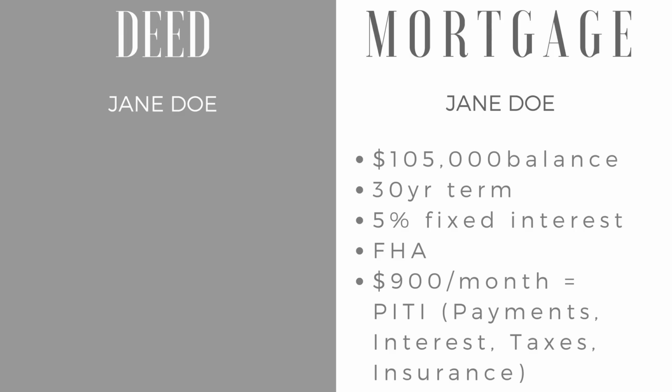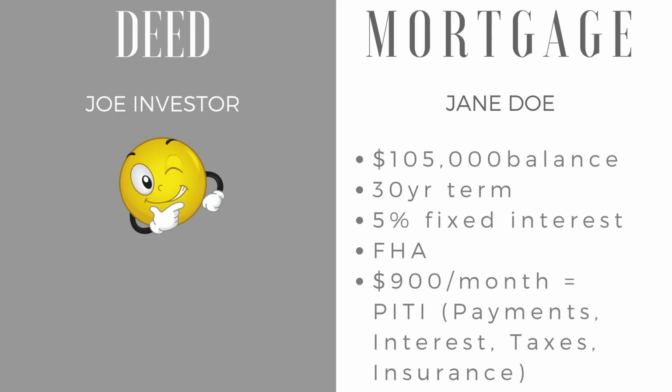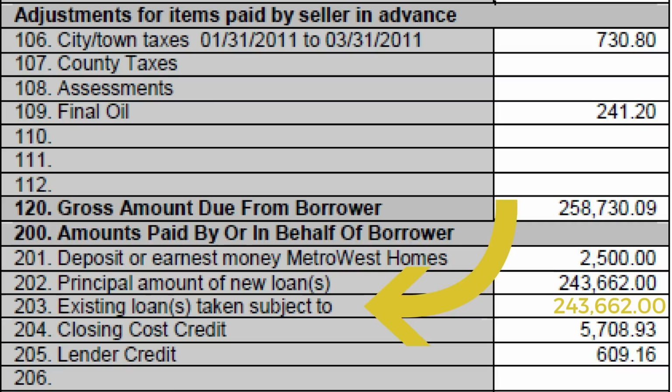Also, Jane Doe has a debt on this property, so her name is also on the mortgage. Now, with a subject to transaction, Joe investor becomes the owner of this property. And the balance of what you purchased the house for, well, the mortgage is going to be listed in the line existing loans taken subject to.